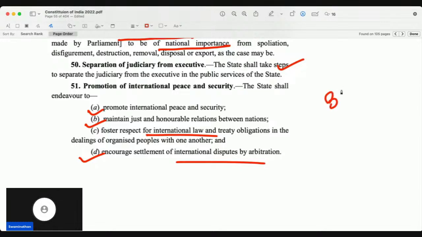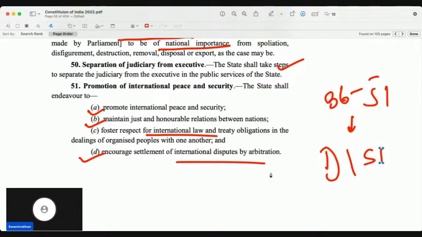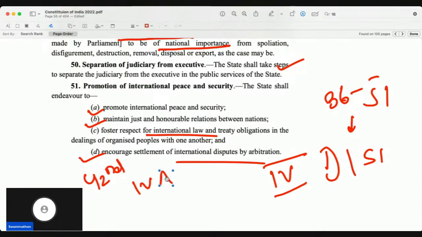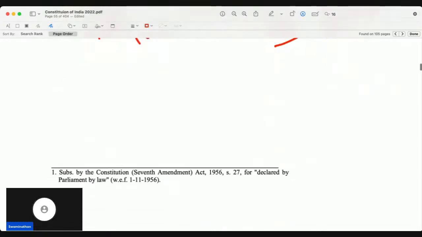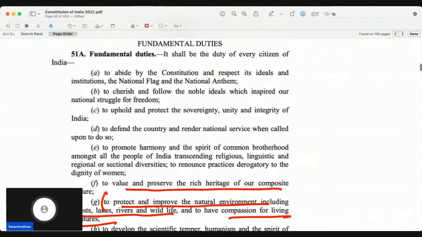So from Article 36 to Article 51, these are DPSP, and they have been mentioned under Part 4 of the Constitution. Now, later on, with the 42nd Amendment Act, another Part 4A was inserted into the Constitution, and it comprises a single article, Article 51A, which prescribes fundamental duties. In original form, this fundamental duty chapter was inserted by the 42nd Amendment Act 1976 based on the recommendation of a committee headed by Swaran Singh.